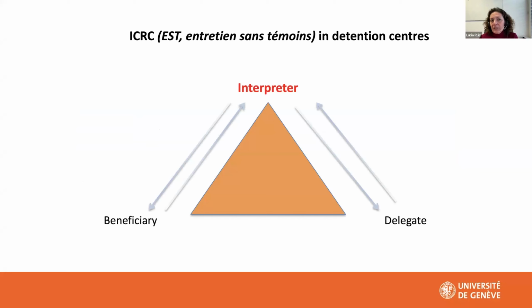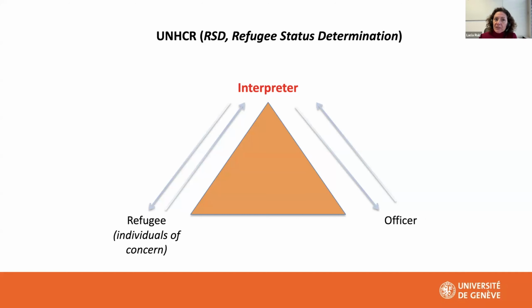And here the context is a different one. Here the interpreter works between, for example, in the International Committee of the Red Cross, the interpreter works between a beneficiary and a delegate, an ICRC delegate. And in the context of the UNHCR, for example, the interpreter works between a refugee, called the individuals of concern by the UNHCR, and an officer, usually to determine their refugee status.